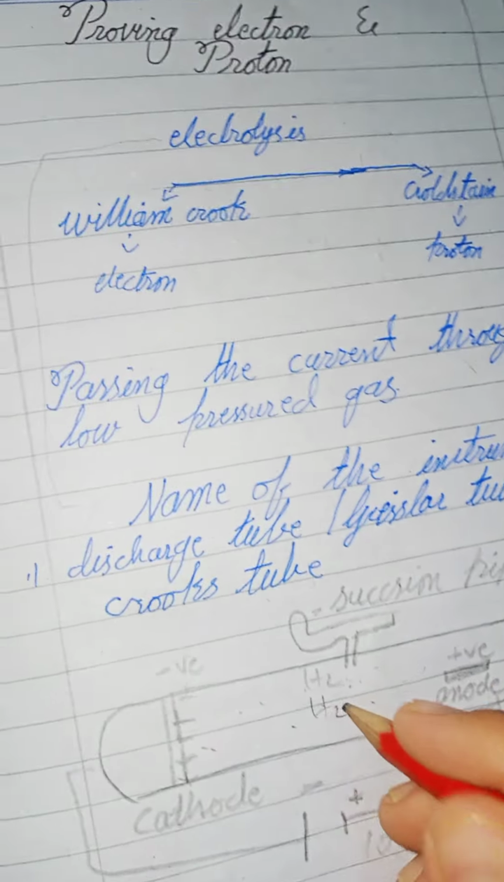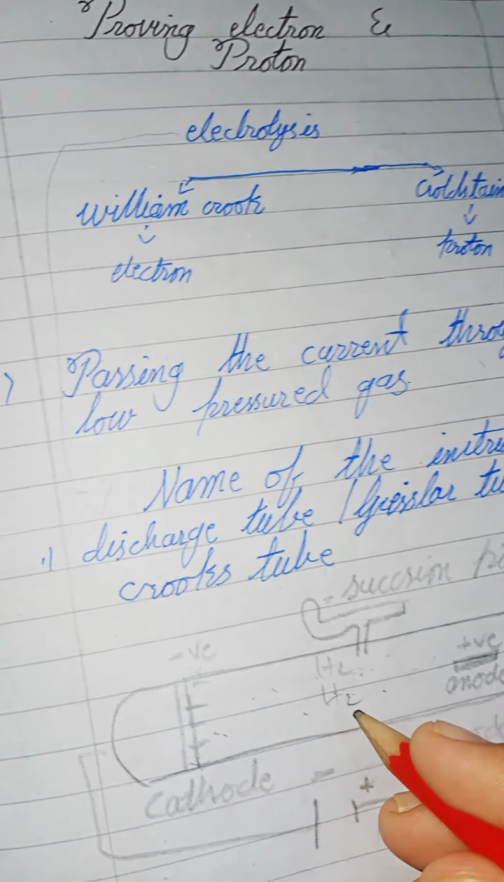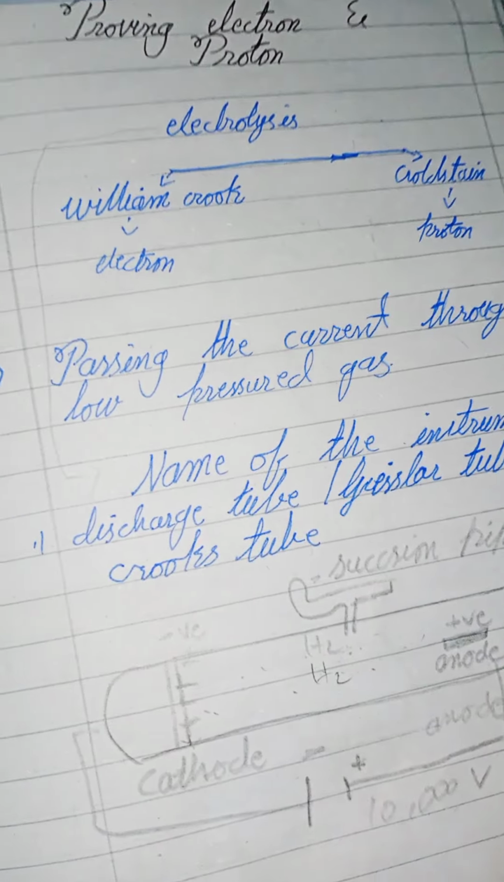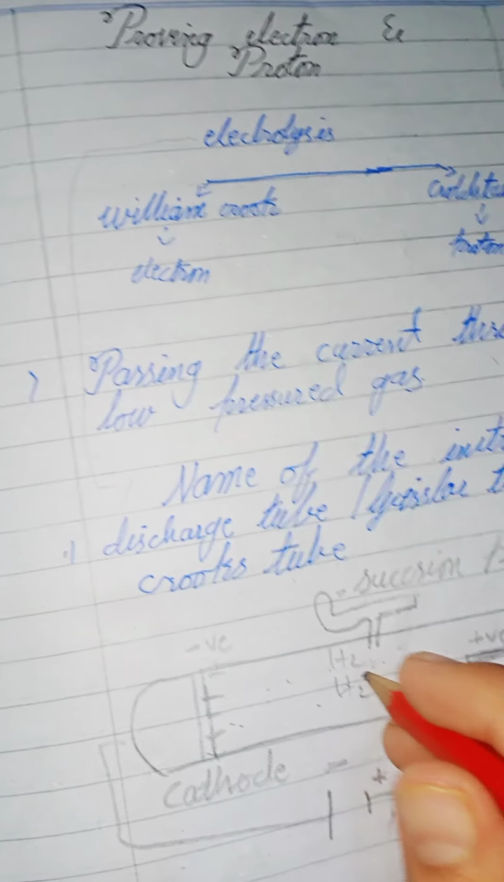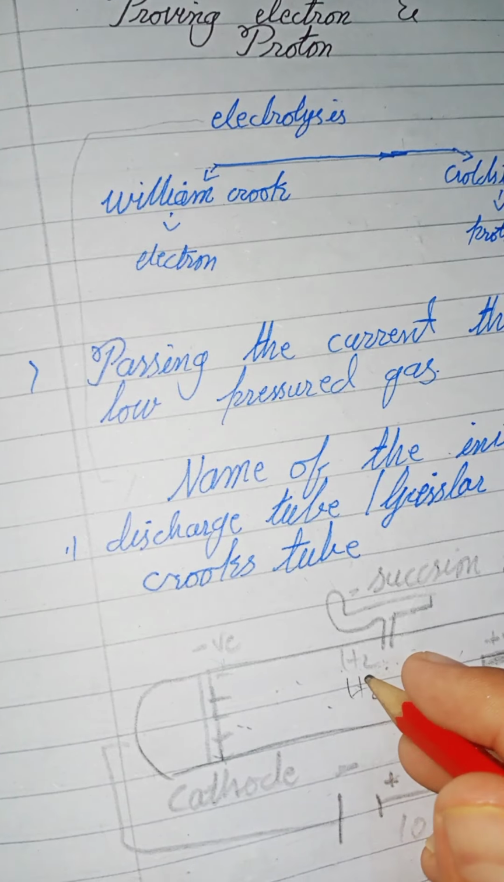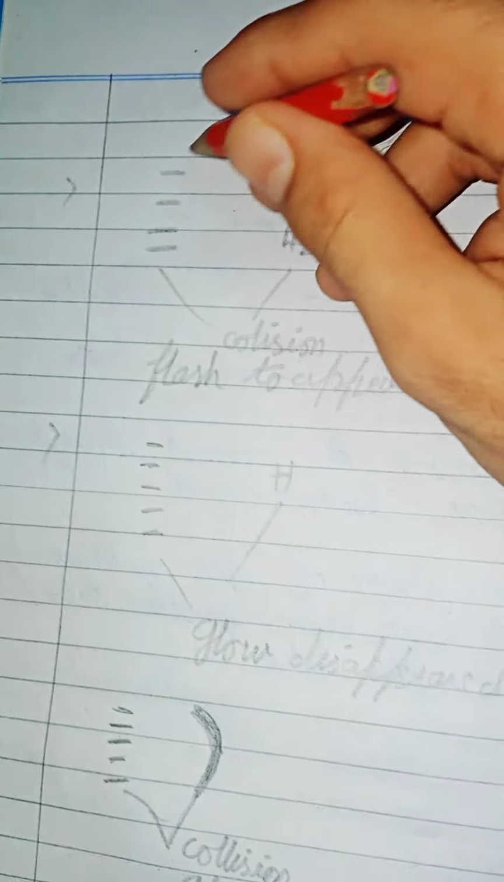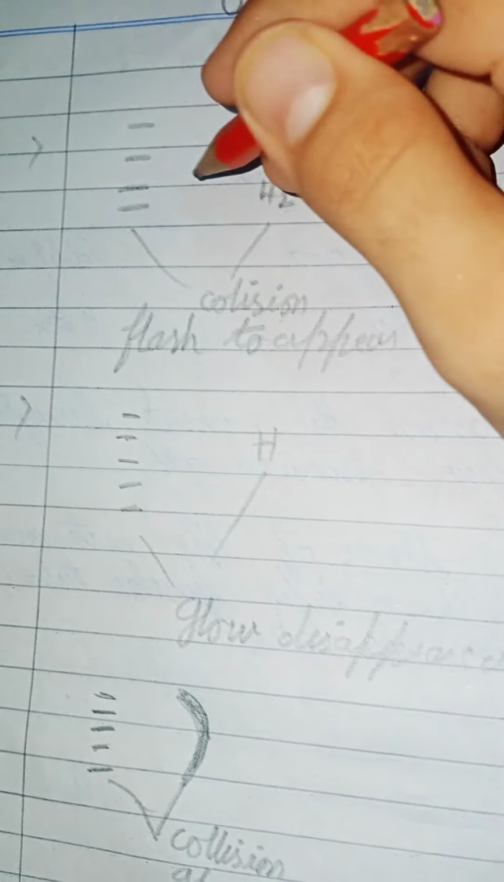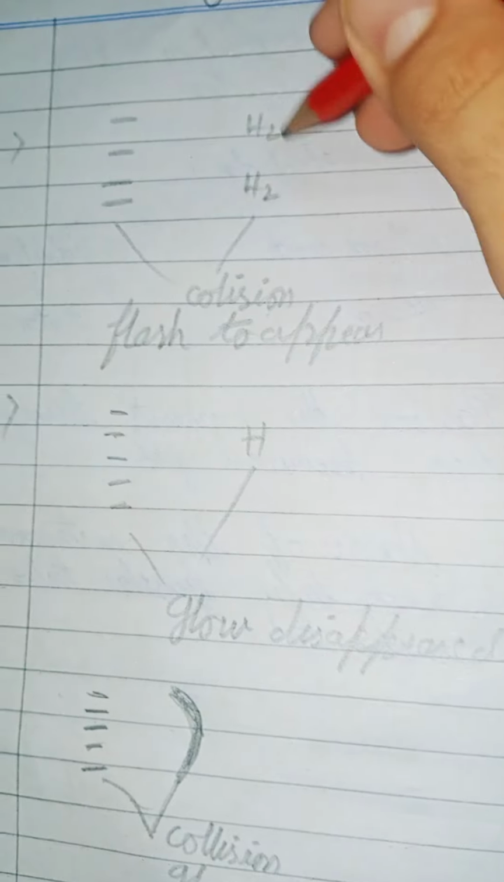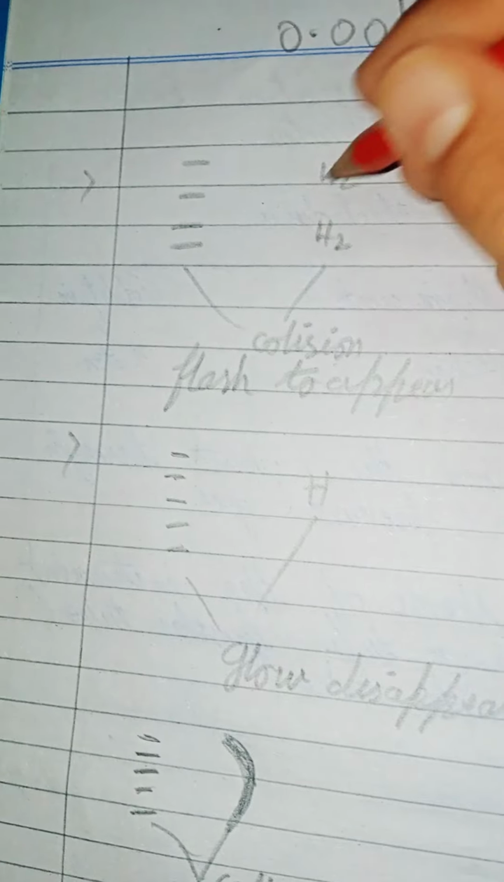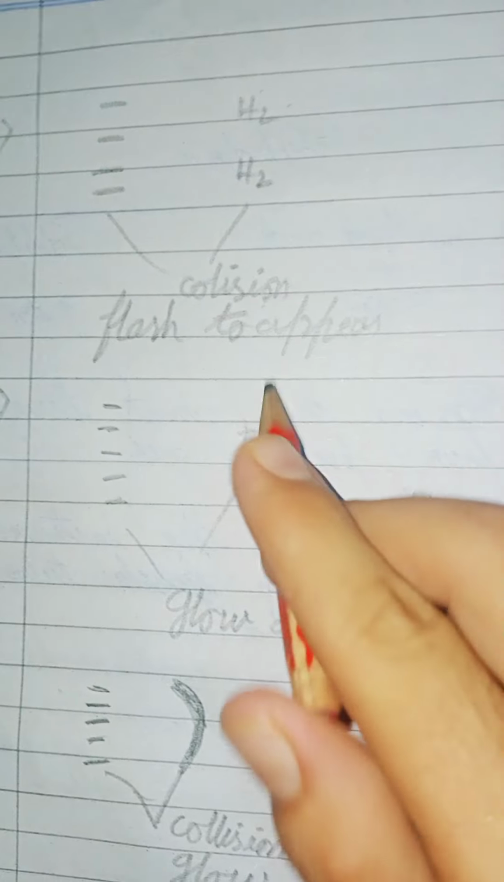After that he concluded that when negative charges are moving inside the H2, they collide with each other, and because of the collision the glowing effect is produced. Negative, negative, they both come inside the discharge tube. For example, this is a discharge tube. After that H2 and H2 collide, and because of the collision a flash appears. We can also say there was a glow.